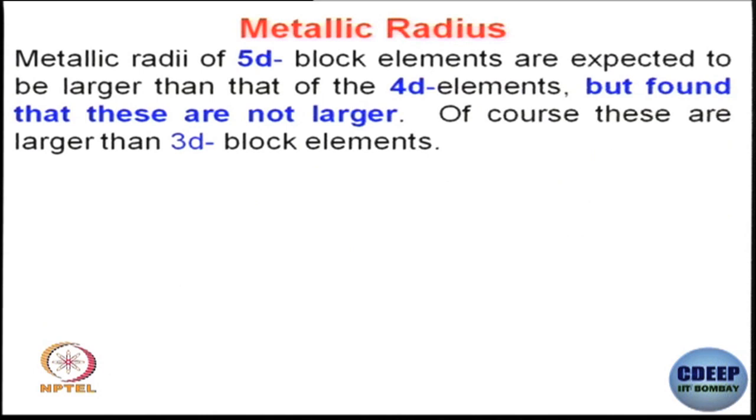Of course, this is something you do understand, that metallic radii of 5d block elements are expected to be larger than that of 4d. So going down from 4d to 5d, 5d should have, as we discussed, a larger size, right? Larger size compared to 4d, and of course compared to 3d. But in reality, what we find is that these are not larger. 5d elements are not larger compared to 4d, which seems to contradict what we were trying to discuss in the last slide. Why is that?